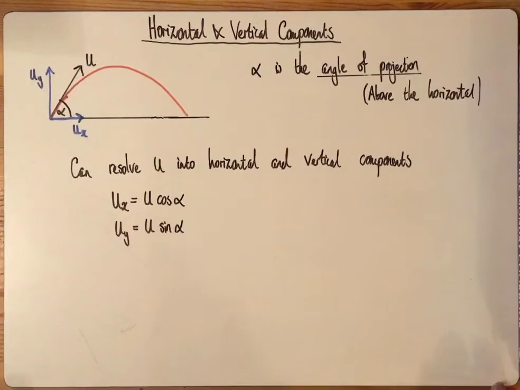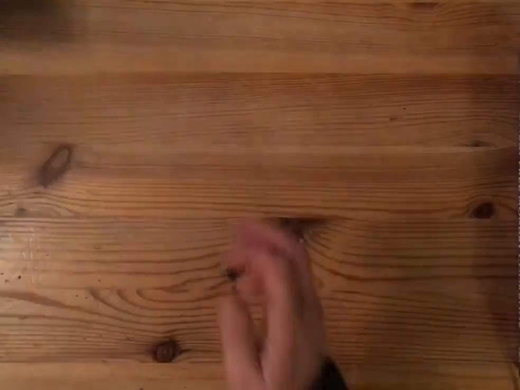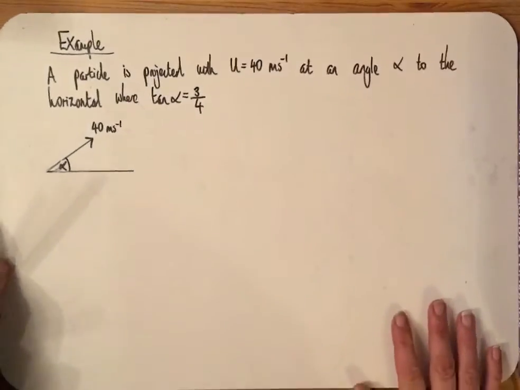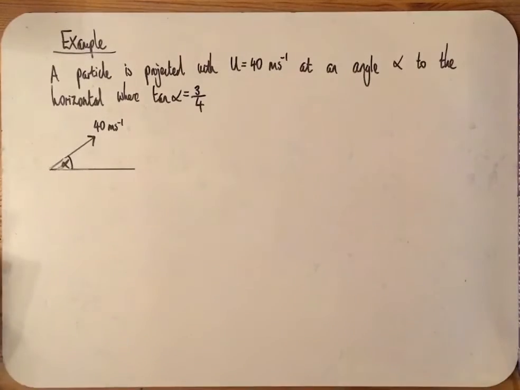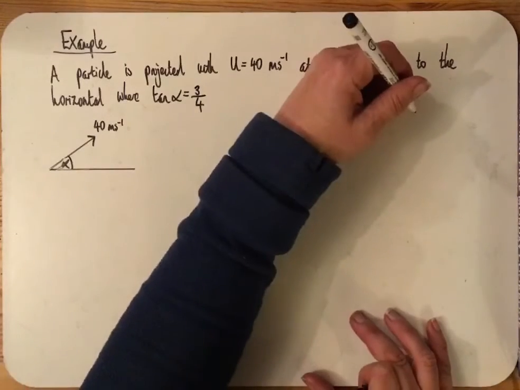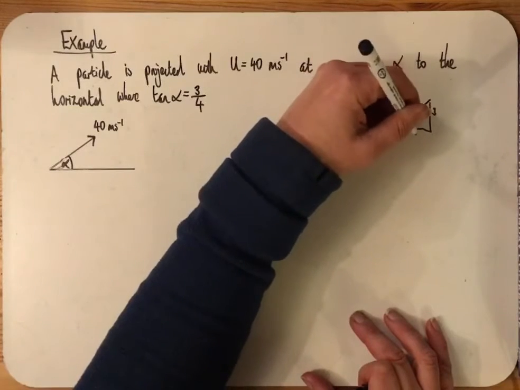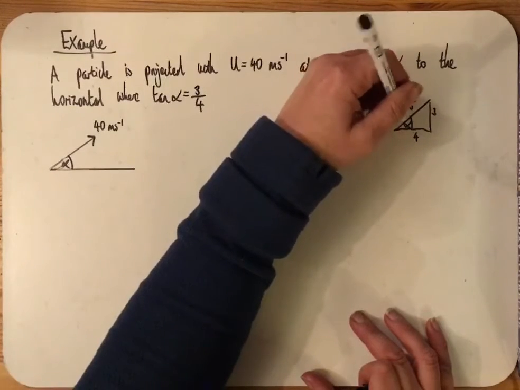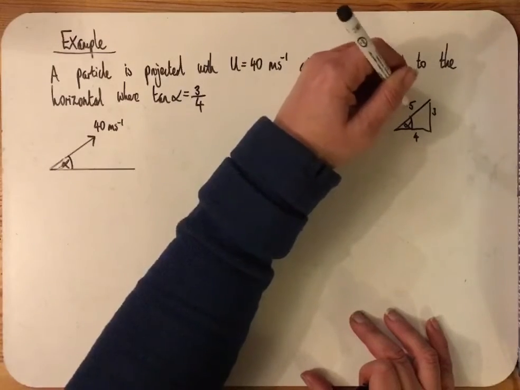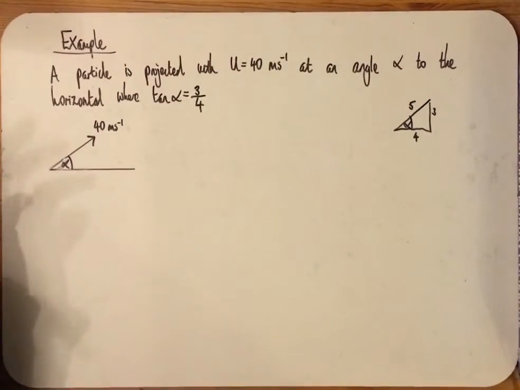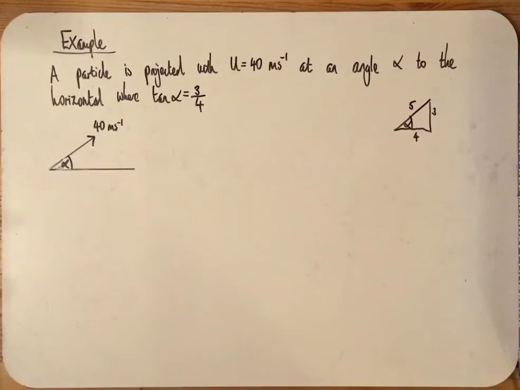And just a couple of quick examples. So the first one, we've got a particle projected. U is 40 meters per second at an angle of alpha to the horizontal, where tan alpha is 3/4. So we've spoken about this already. If tan alpha is 3/4, then opposite over adjacent, and then you can find this hypotenuse using Pythagoras. It may well have a square root in it. I don't know why every single example in the Excel books, because I've been using them a lot, is a 3, 4, 5 triangle. So it's 5 again.